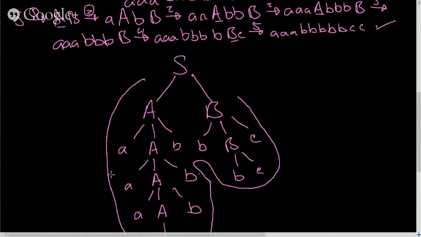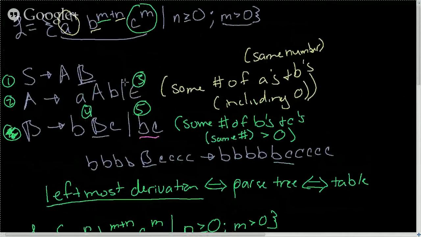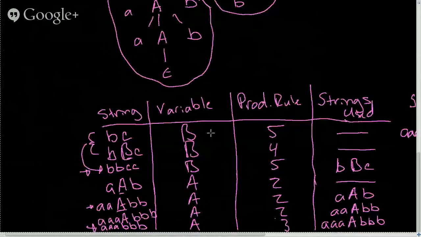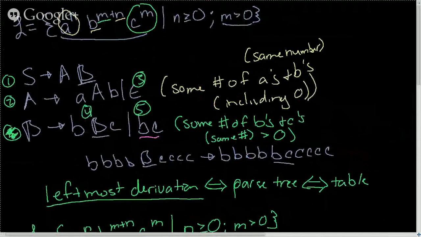Again, all three of these things, the leftmost derivation, the parse tree, and the table, are doing the same thing. They're just showing how you can build a string that's in this language using these production rules, and that applies to any language with any set of production rules. So that is an example of some basic context-free grammar stuff. Any questions about that before I move on to Chomsky normal form?